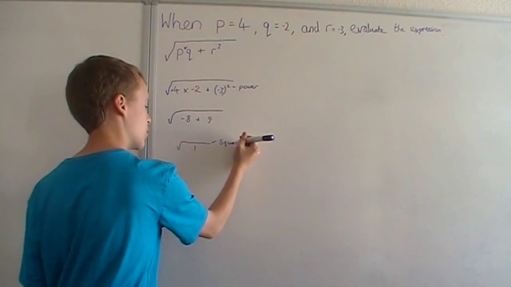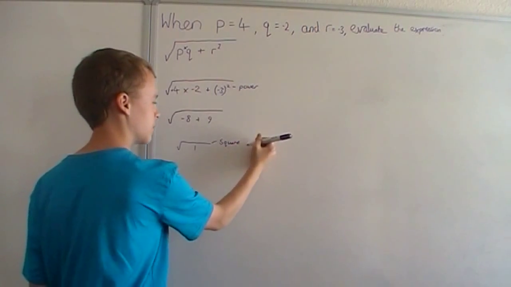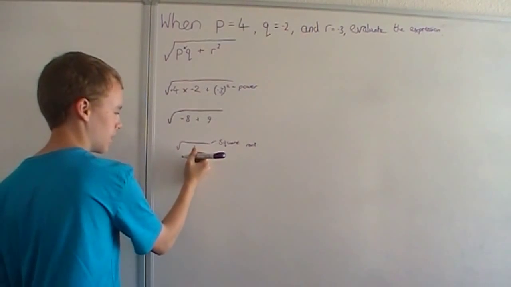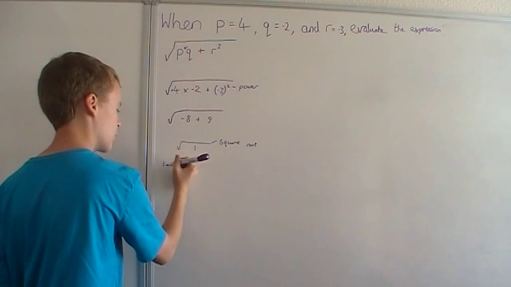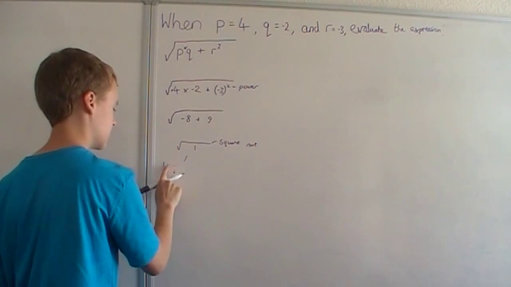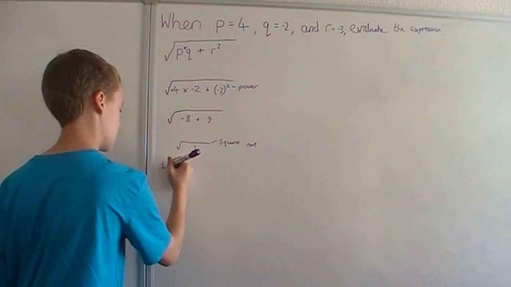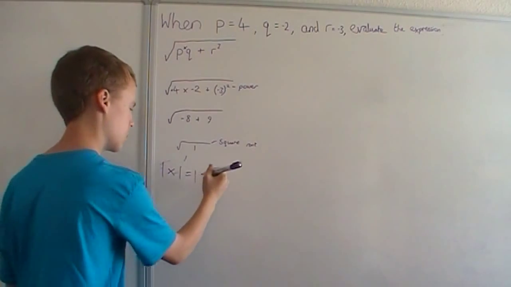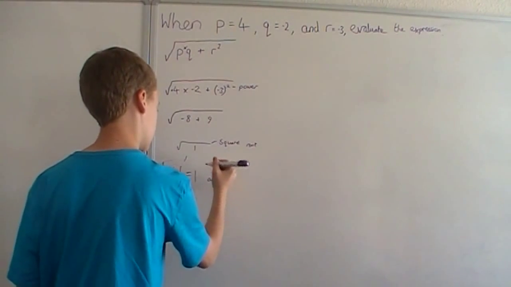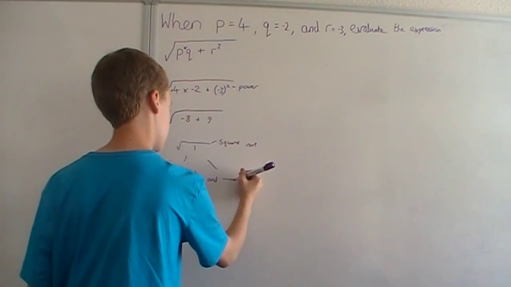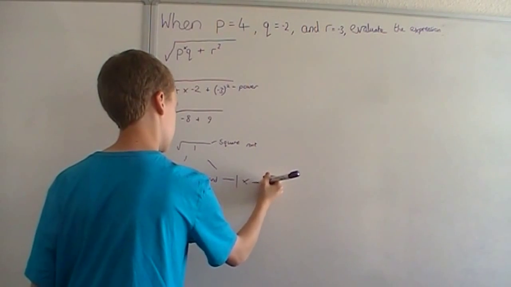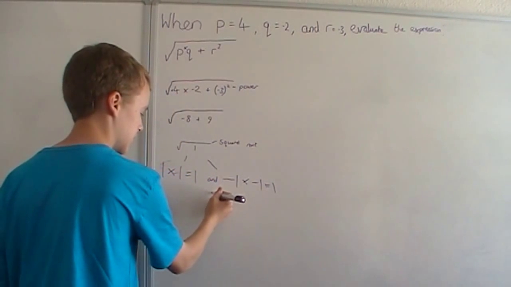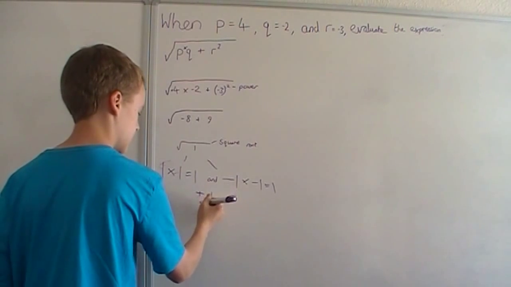Now here we have a square root. This means that the number inside the root is a product of a number multiplied by itself. However, in this case we can have two possibilities, because one of them, you have 1 times 1. So 1 equals 1, and minus 1 times minus 1 would also equal 1. So we represent this as plus 1 or minus 1.